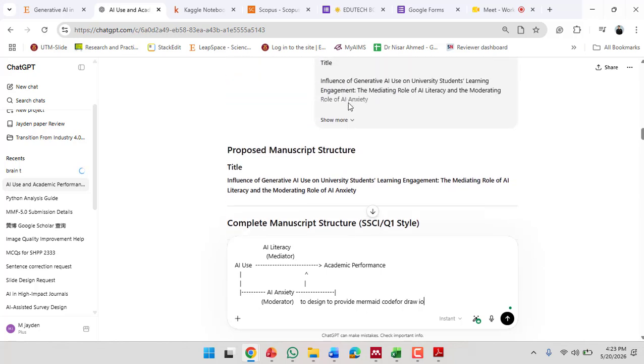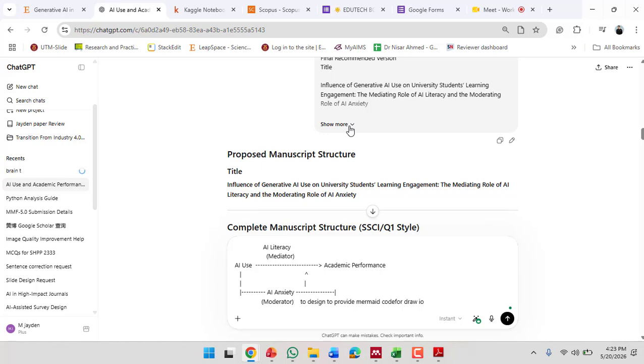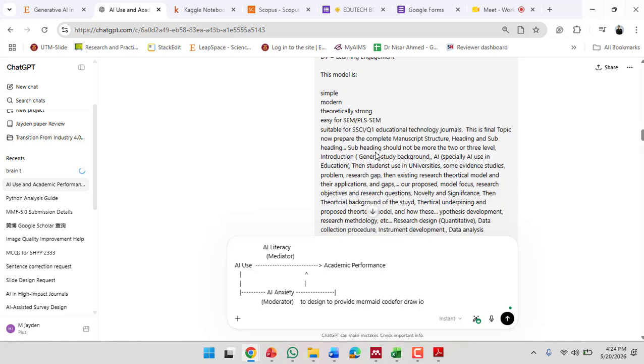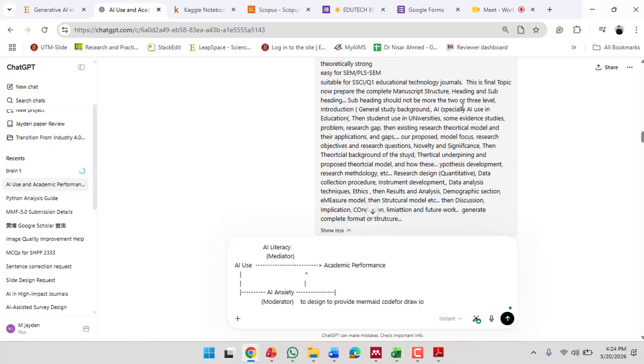Here it is quite slow. I have written some background, and this is the final topic. Now prepare the complete manuscript structure, headings and subheadings, no more than two or three levels. Introduction, study background, AI use, student university use of AI, some evidence, research gap, existing research, theory application, proposed model, objective, question, novelty, everything, and the kind of methods you write. This will create the paper structure format.